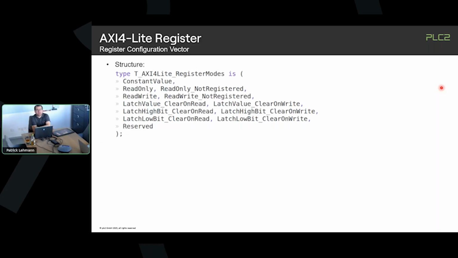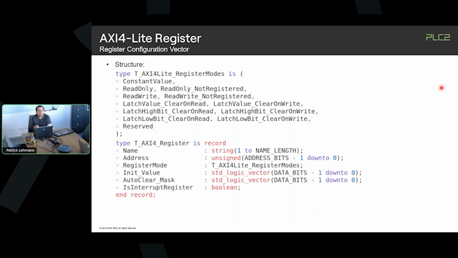Okay, so internally the configuration, as I said, has different modes. I want to skip a few of these. These are lots of implementation details. You have the recording and you have the documentation to read more about it. Just want to point out we have lots of different register modes in here, which are then summarized into a record with the name, the address, the mode, the init value, and the clear mask, and if it's an interrupt register. And these records are then summarized into a vector, which is our T_AXI4_Register_Vector describing the whole register.